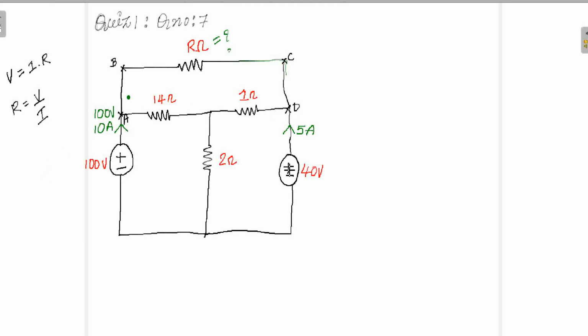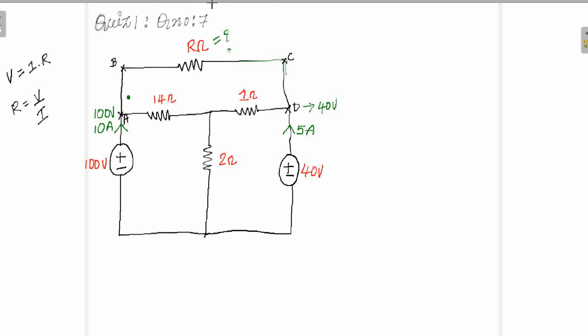Similarly, this 40 volts, the positive terminal is directly pointing to D. At this point the potential is 40. Here the potential is 100, here the potential is 40.